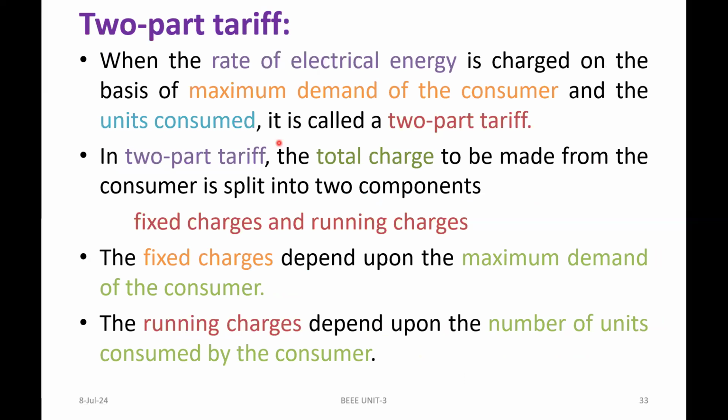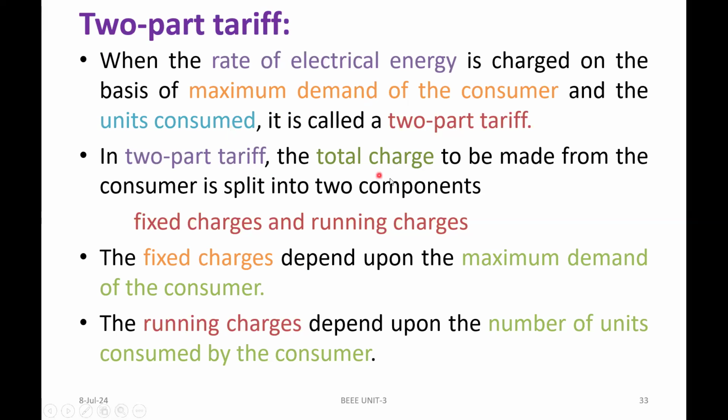Two-part tariff, as the name itself indicates, has 2 parts. One part is fixed charges, and the other is running charges. Or else, when the rate of electrical energy is charged on the basis of the maximum demand of the consumer and the units consumed, it is called two-part tariff. The maximum demand unit here is kilowatts, and we all know that units consumed is in kilowatt hour.